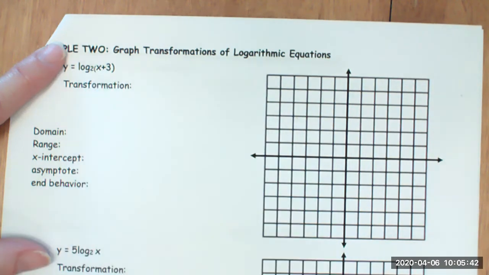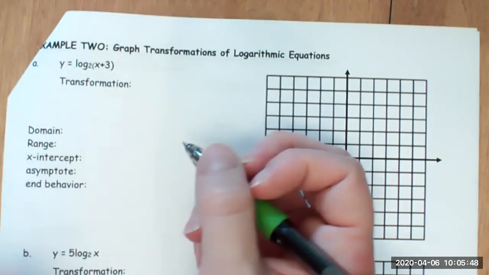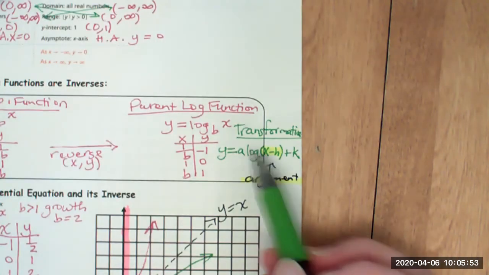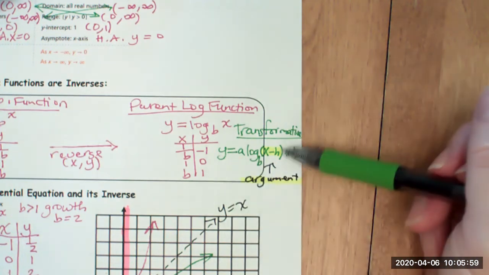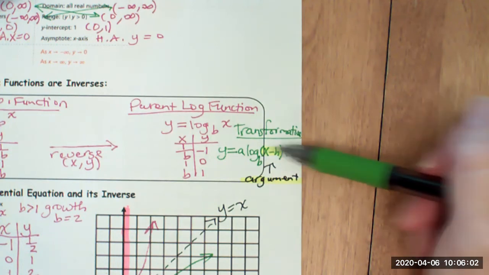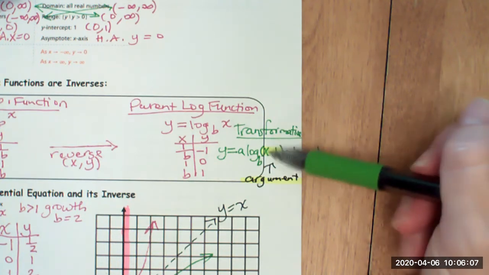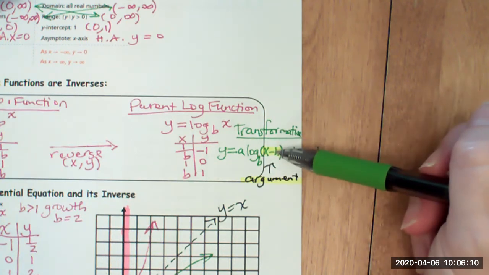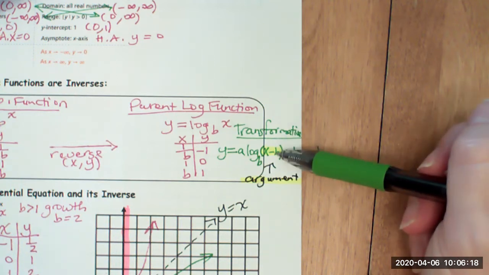Okay, so let's remember what we talked about in the first part of the video. Remember that if we want to transform parent log functions, we can use this equation. And I said to be sure to focus on what's inside parentheses as opposed to what is outside parentheses, because the expression inside parentheses will have to do with a shift left or right, whereas the number outside parentheses has to do with a shift up or down. And that shift left or right is what is going to change the vertical asymptote.